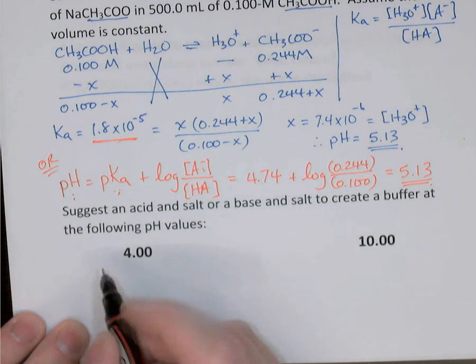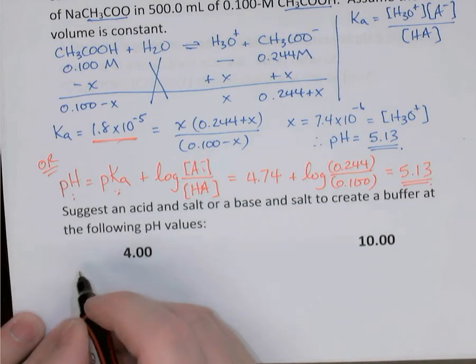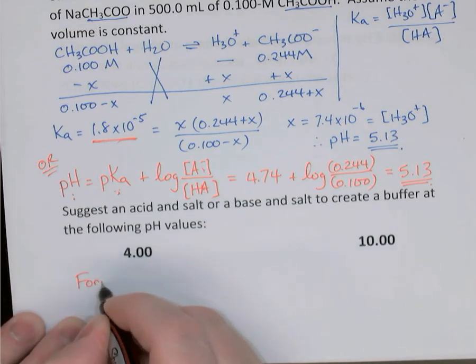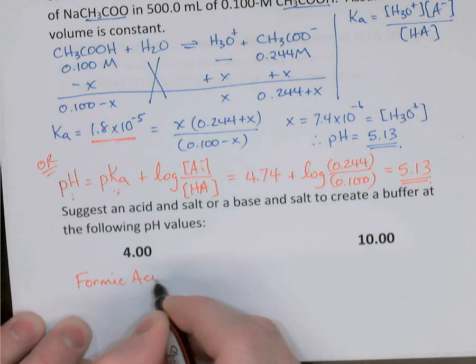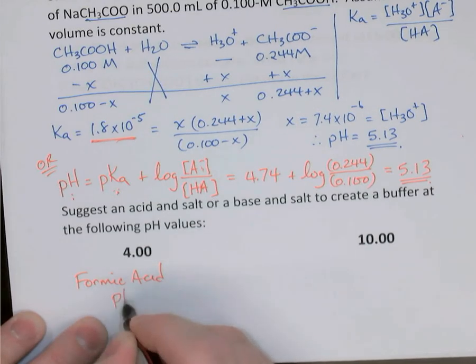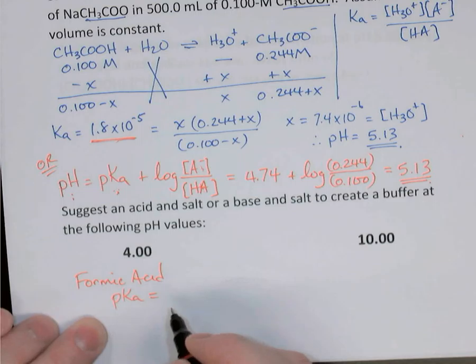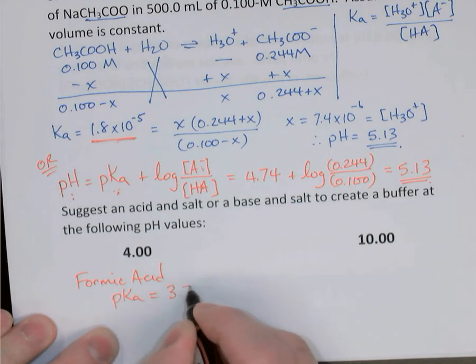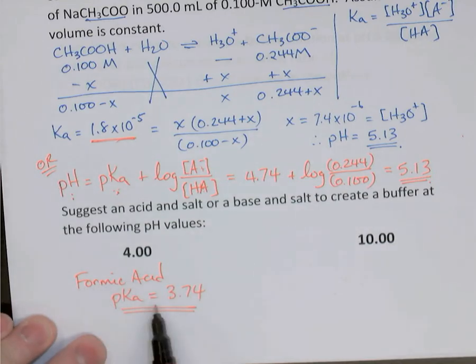Of those choices, I'm going to suggest formic acid, whose pKa value is, let me see, so negative log 1.8 times 10 to the minus 4 is 3.74. Okay, so choose an acid whose pKa is close to the desired pH.